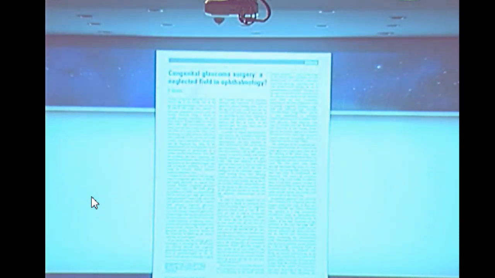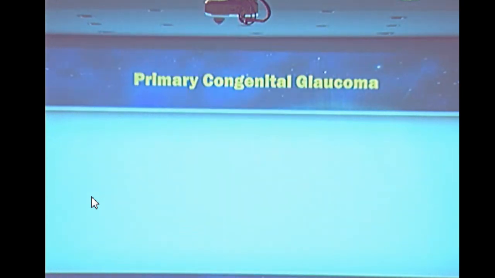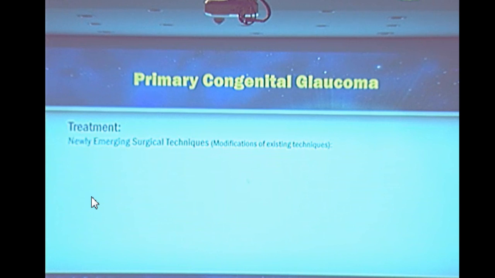So, Gren mentioned in one of his letters to the editor that the surgery of congenital glaucoma is a neglected issue in our practice. Of course, even in the West, they don't have such a number of patients as we have. So the treatment has changed a little bit in the last 20 years, with newly emerging surgical techniques or modification of existing techniques.